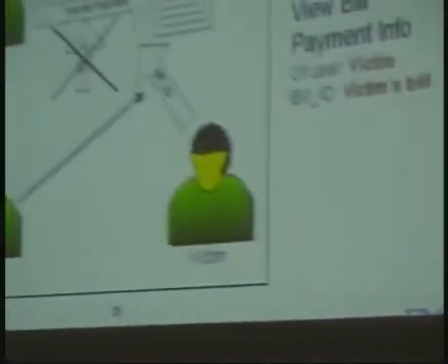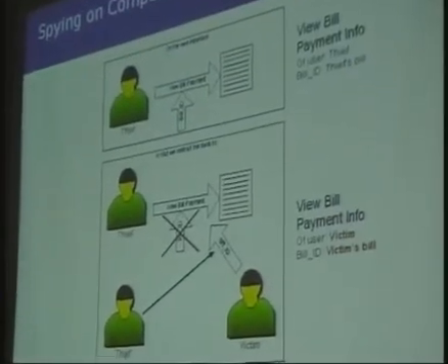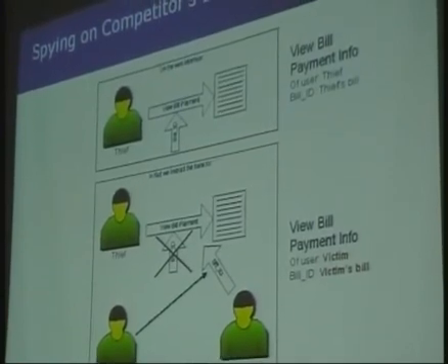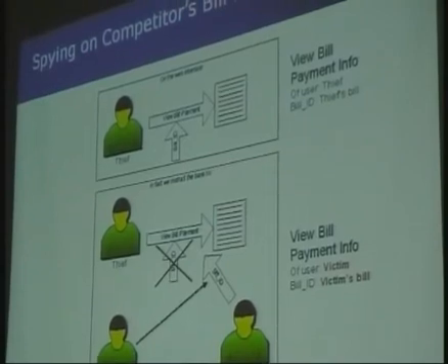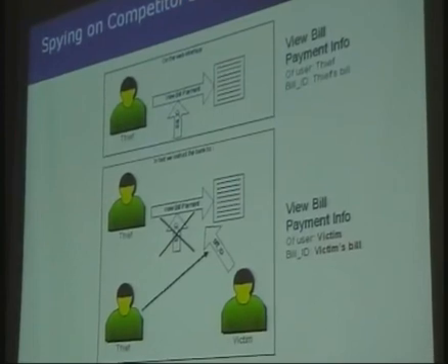Spying on competitor bill payments is the same. The message is slightly bigger. Look at the message on the right mostly. Instead of looking at our own bill, which has our own bill ID, we look at the one of the victim. This one is slightly harder because typically you will have to know the bill ID, which is usually a reference on the database, and you may have to brute force that one.